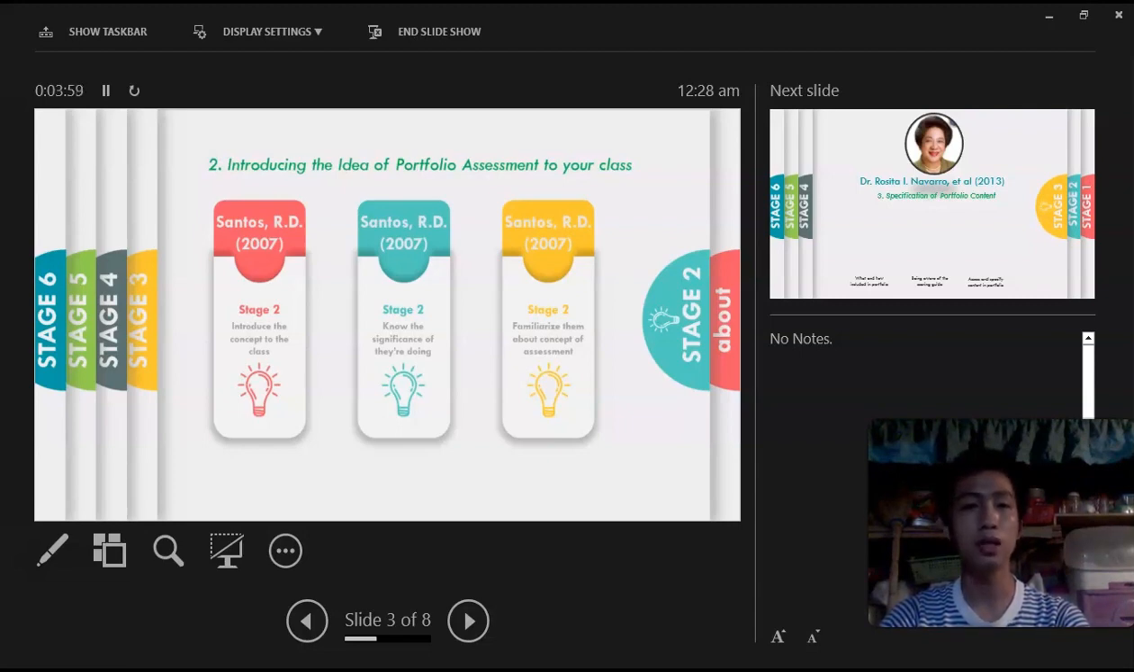If the students don't know what the portfolio assessment is all about, familiarize them with the concept of assessment. It is very important to familiarize your students with the concept of assessment that you want to do to them. Do not use an assessment tool with which your students are not familiar, to avoid misinformation and also confusion.